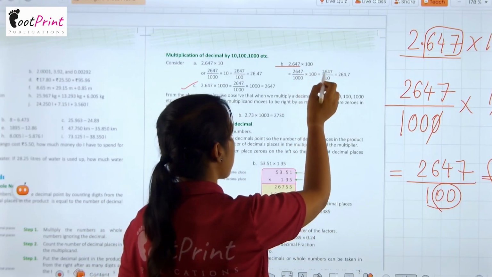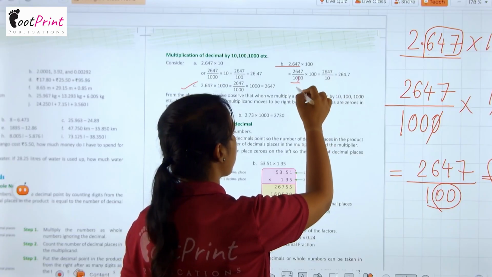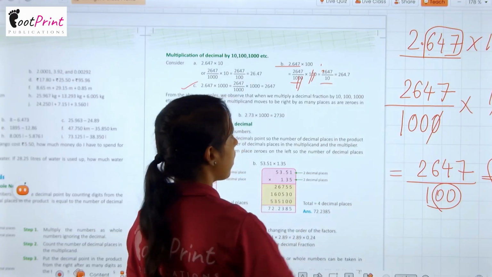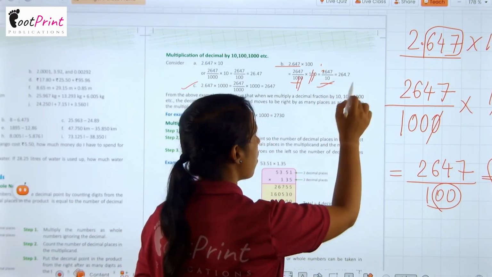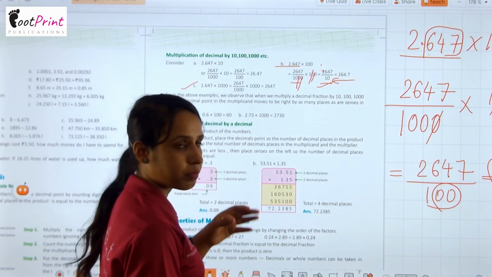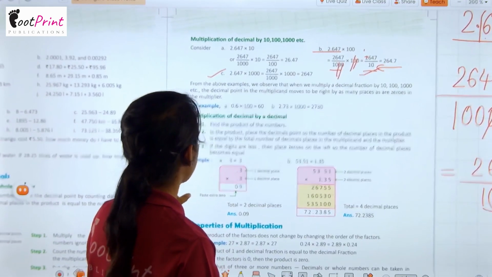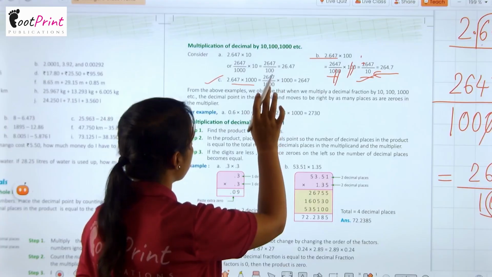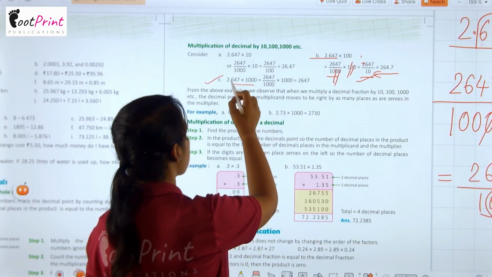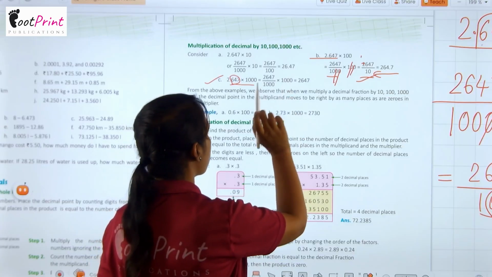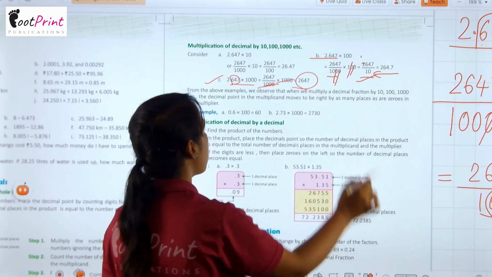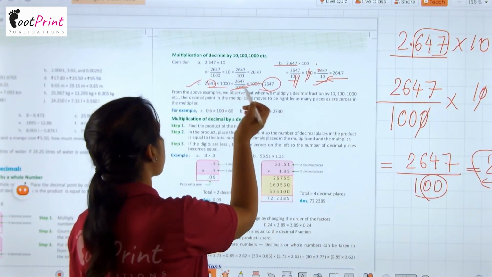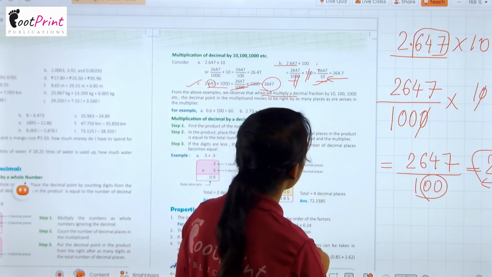In the same way, if we multiply 2.647 by 100, how do we do? 2647 upon 1000 multiplied by 100, 2 zeros are cut by 2 zeros. So now we get 2647 upon 10. Now here 1 zero is given, so we put decimal after one place. Okay. Now next one is 2.647 multiplied by 1000. So here we can write 2647 upon 1000 because 3 decimal places are there, and into 1000. So 1000 से 1000 कटा, so we get 2647.